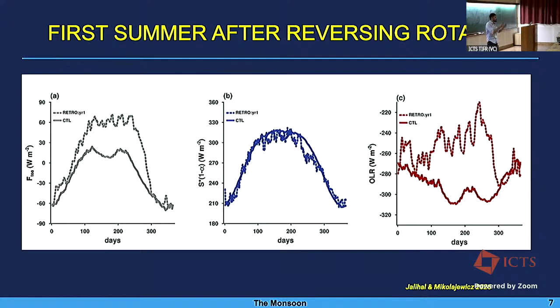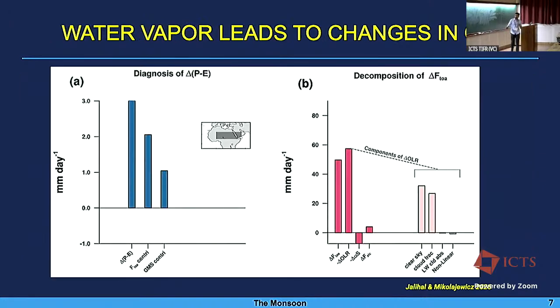So this suggests that the total amount of shortwave energy absorbed by both these scenarios is exactly the same. But what is different is the OLR. And why does OLR increase? If we look at how this evolves, we can diagnose the changes in P minus E over this region.